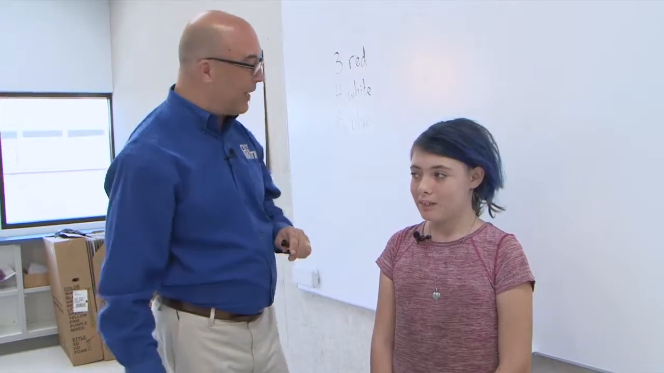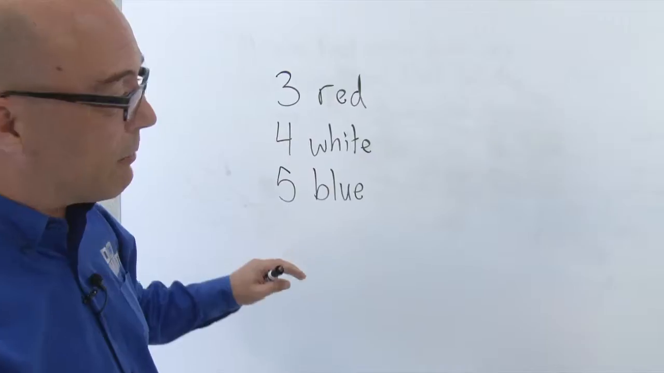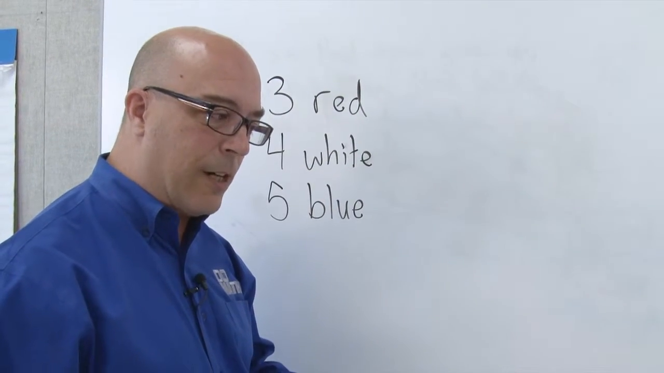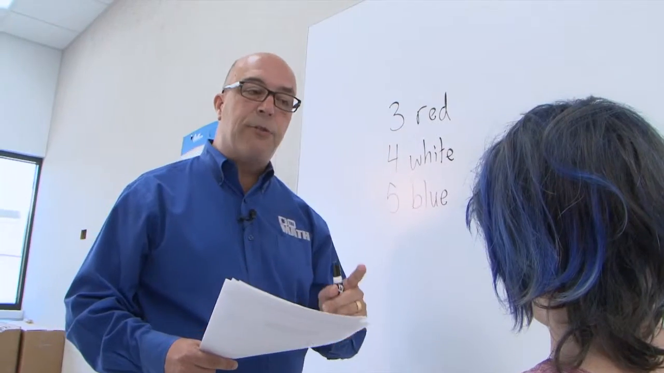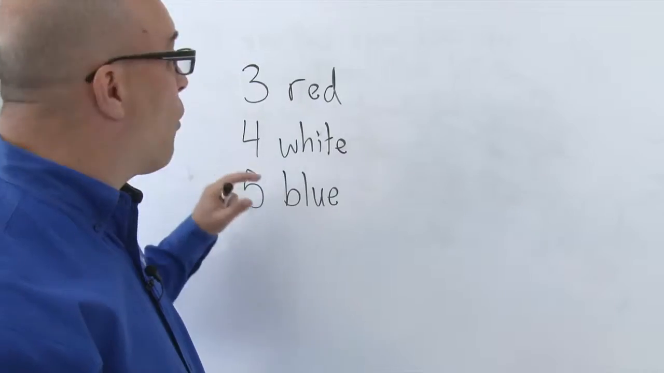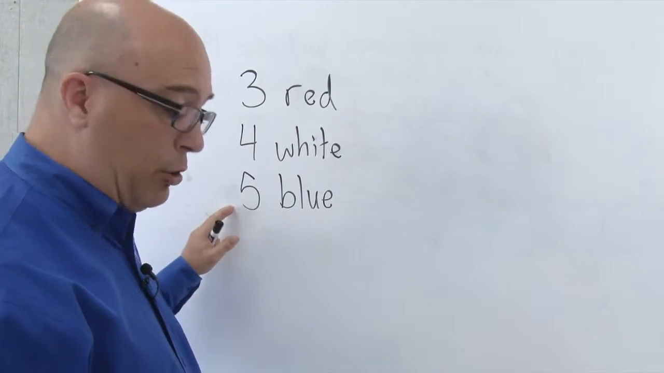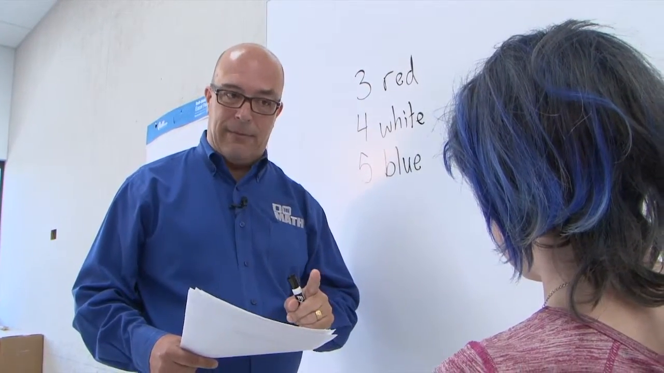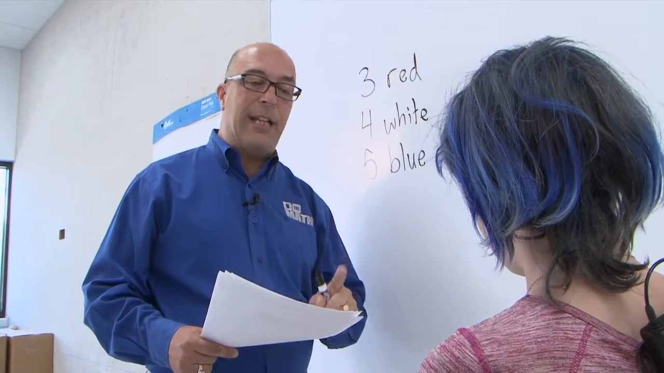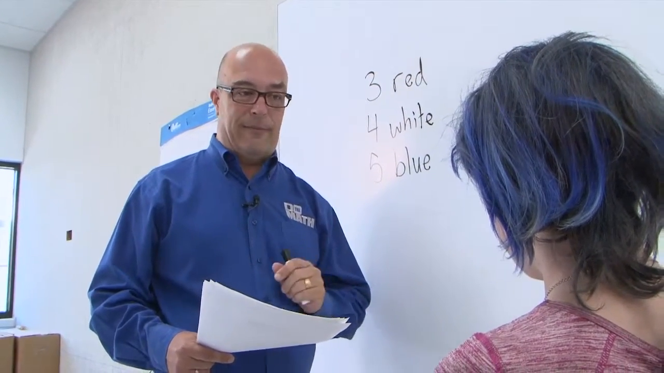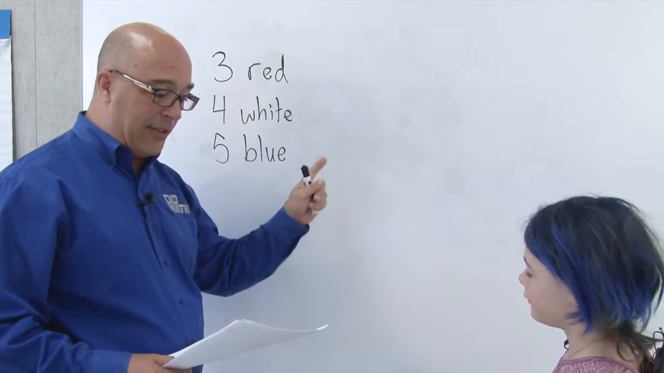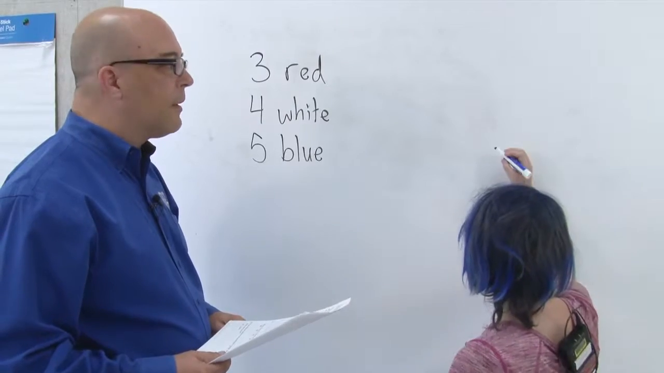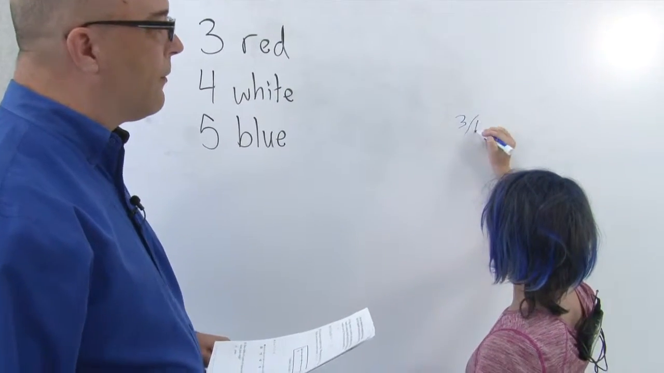You ready? Okay. I've got some information written up here already, but I'm going to read the problem to you, and then I'd like you to go ahead and tell me how you'd like to solve it. All right? Okay. A bag contains 3 red marbles, 4 white marbles, and 5 blue marbles. 1 marble is randomly selected from the bag. What is the probability that the marble is not red? And I want you to write that down as a proper fraction. Okay. It would be 3 out of 12.